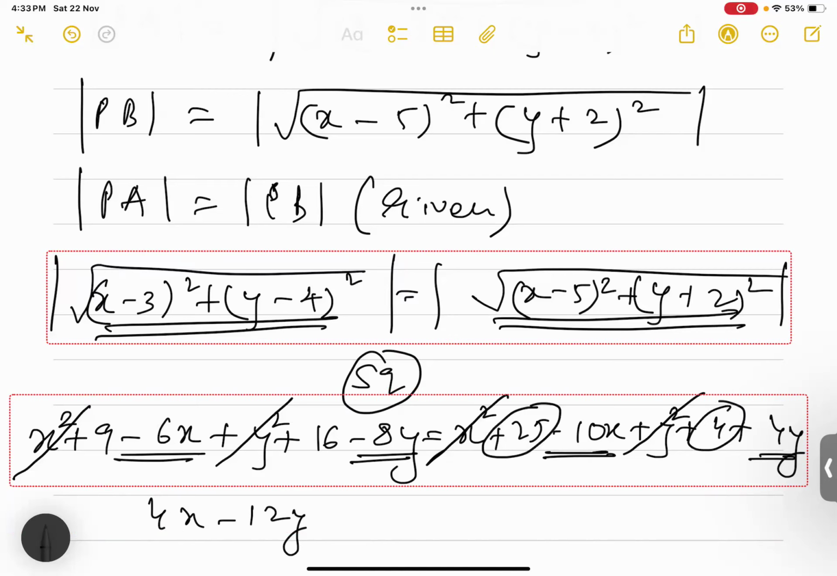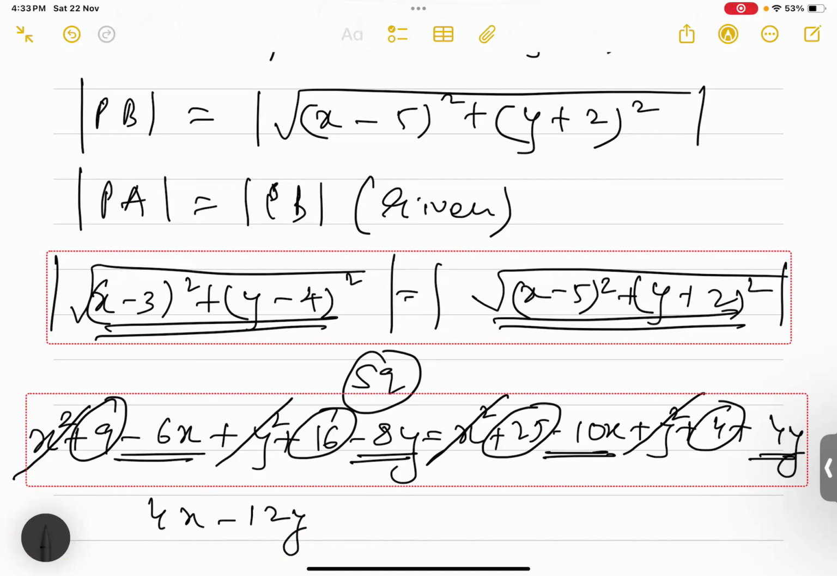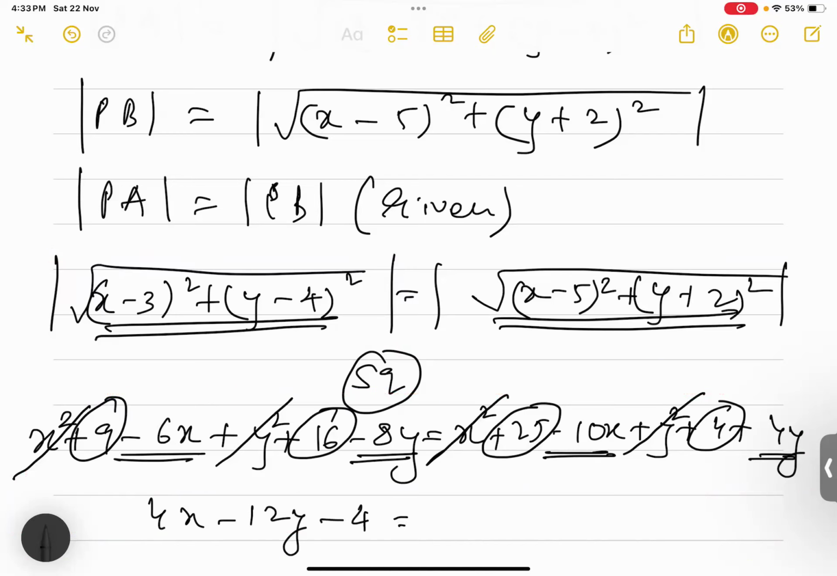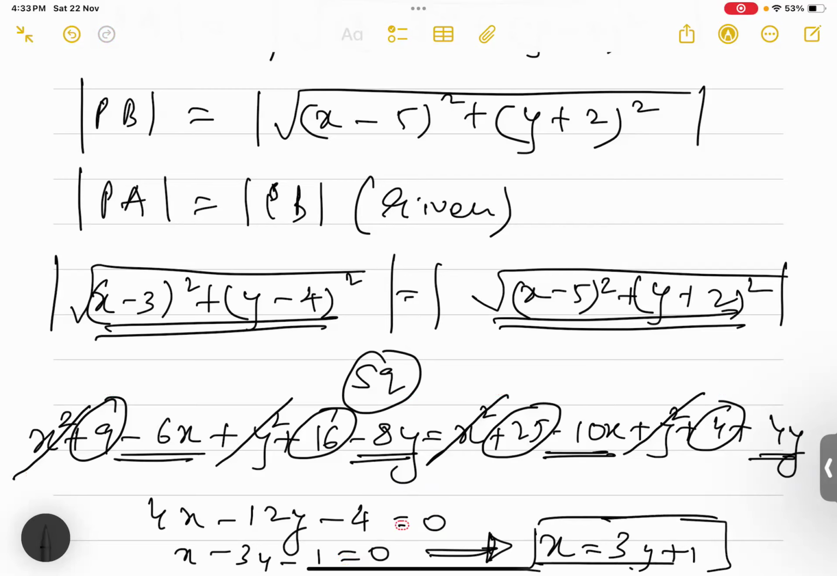This is 29 and this is 25. So 25 minus 29 is minus 4. Okay. Divide through by 4. So x minus 3y minus 1 is equal to 0. This implies x is equal to 3y plus 1. X is equal to 3y plus 1. I got the value of x.